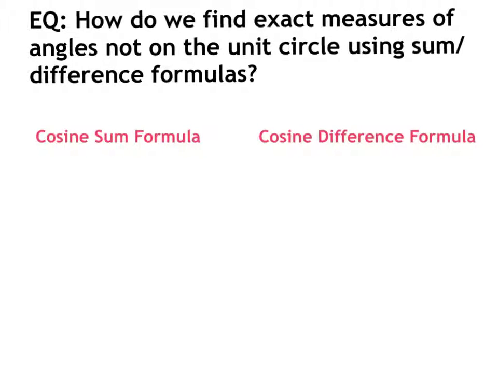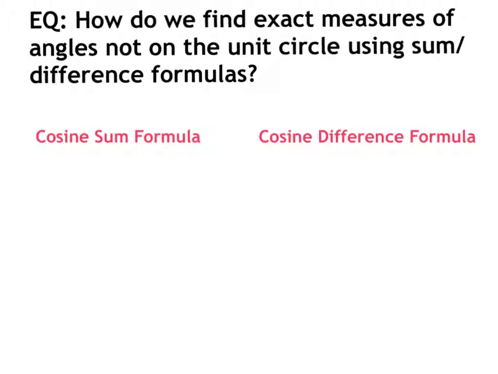So we've been going back over the unit circle, and by now you should be able to tell me the sine of pi over 2. What is the sine of pi over 2? 1. Okay. But what about all those angles that aren't given on the unit circle? They're not in increments of 30 or 45 degrees. How do we find those angles?